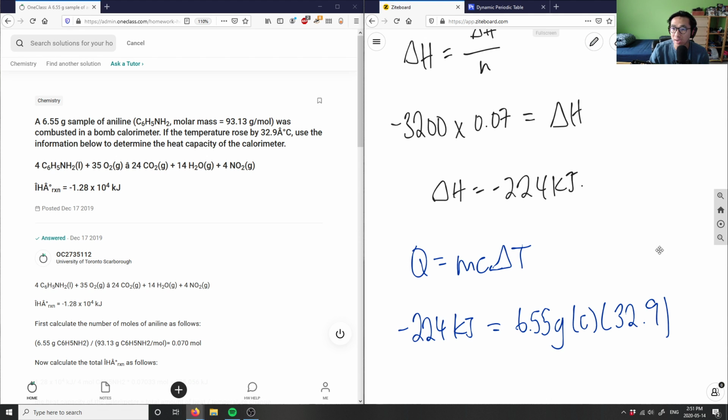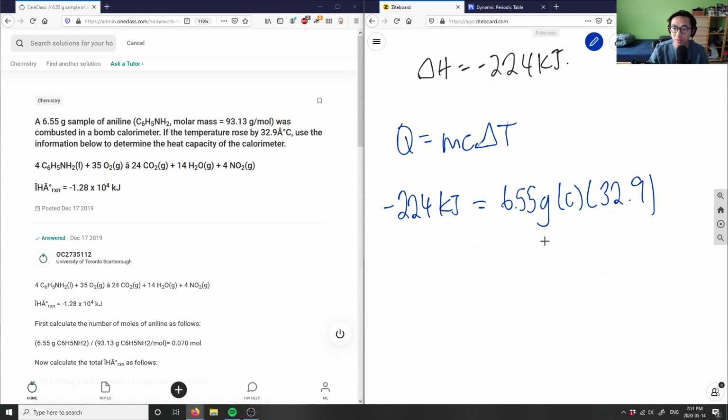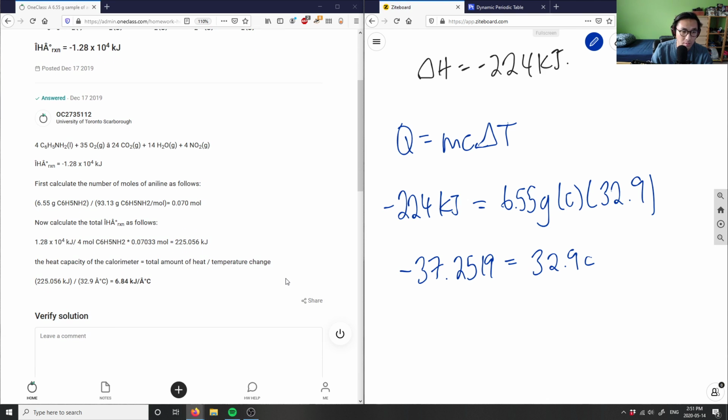And then I'm going to algebraically solve for my C here. So I'm going to divide both sides by 6.55. So let me see here. By 6.55 would give me a value of negative 37.2519 equals 32.9 times C. Divide that by 32.9, and this will give us a value of negative 1.13 kilojoules, which is not correct here because they got 6.84.